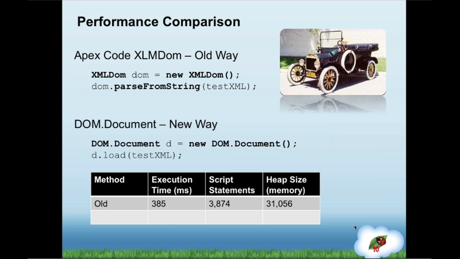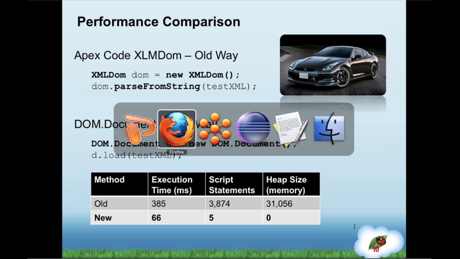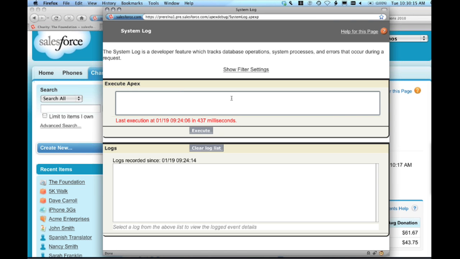Now, if you compare this to the new method, it's still 2 lines of code. We create the dom.document object and then execute the load on it. And what we've done is we've taken that Model T that would get us from point A to B very reliably and turned it into a high-performance sports car. The execution time went from 385 milliseconds to 66. The number of script statements is reduced to 5 from 3,800, and we're not using any of the Apex code allocated memory. And so what I'd like to do is do a little demo for you of this in action.